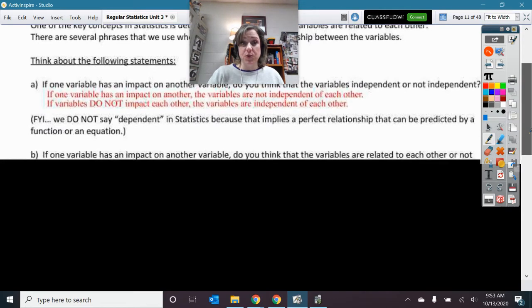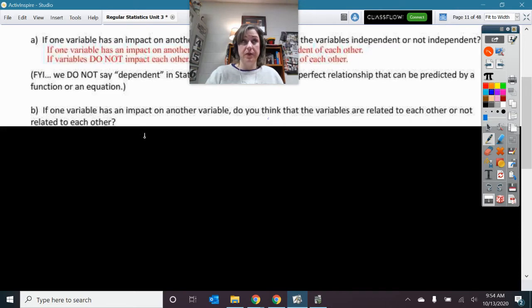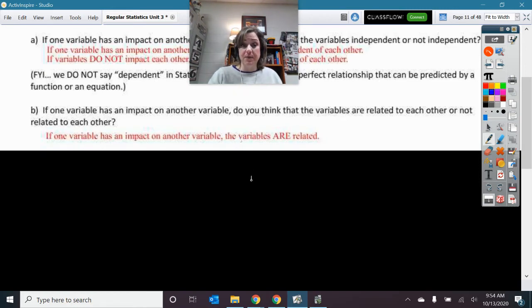How about this wording? If one variable has an impact on the other one, so the fact that you are male or female is affecting the rate at which you eat breakfast in the morning, do you think we would say those variables are related to each other or not related? The answer is yes. If one impacts the other, they are related. They are interconnected. They are not independent of each other.